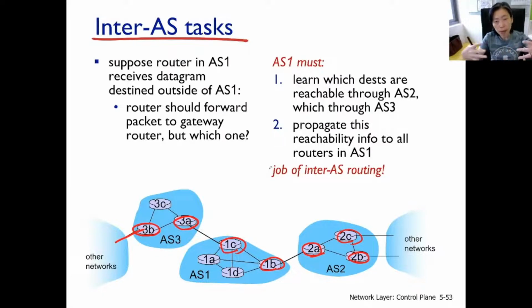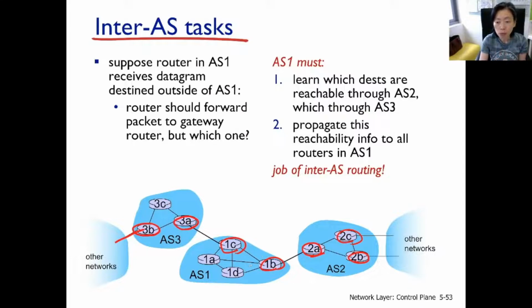So these gateway routers at the higher level will be running the inter-AS routing, which is another routing protocol, and they will all be running the same routing protocol. They will exchange information with each other using link state or distance vector routing to come up with the shortest path.